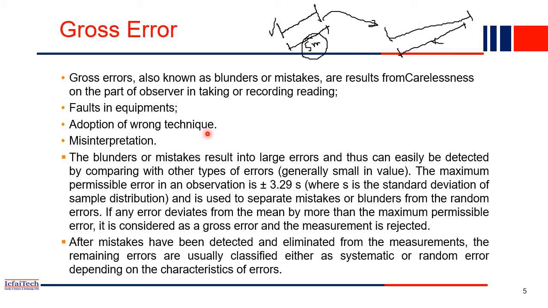Adoption of wrong techniques: as we discussed, surveying is basically to prepare the map. To prepare the map we use many instruments, and some instruments are useful in some situations. So we have to use the proper techniques for the surveying of the entire area. If you sometimes use the wrong techniques, that may also introduce extra errors in the reading. Similarly, misinterpretation. Once we take the measurement on a site, this measurement will be recorded in a survey book.